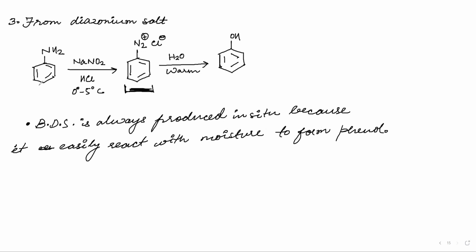That is why we always write aniline. Then we produce this BDS. This is benzene diazonium salt. This is phenol. This is aniline. Okay, note this down. Then we will move to the fourth and the last one, that is from cumene. The reaction of this is not in your syllabus.